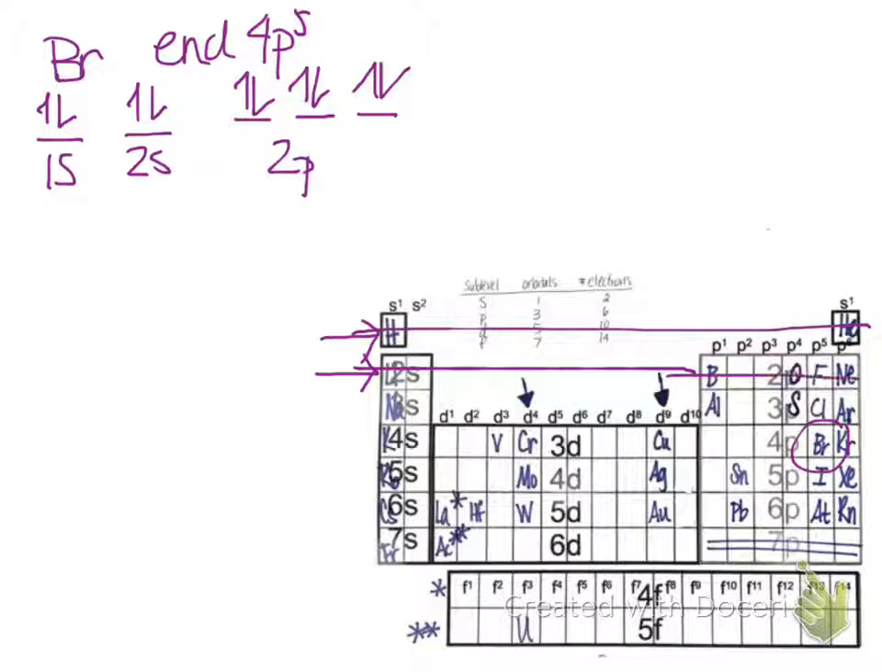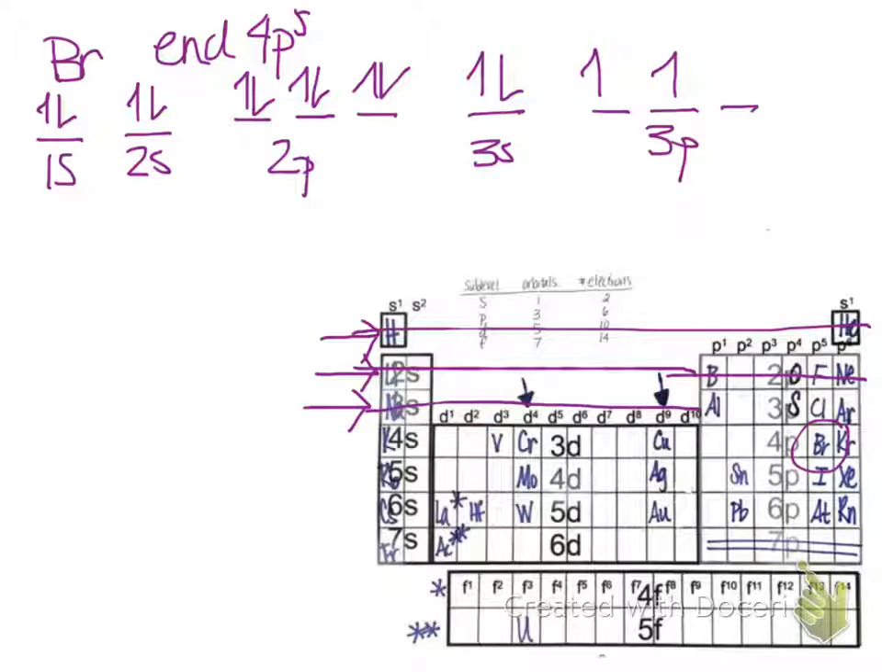Now I finish my 2p and I come to the next line and I go to 3s. So I draw up and I draw down. I keep going and I get to my 3p's. 1, 2, 3. Up, up, up. Down, down, down. I finish out my 3p's and I come to the next line. 4s. And I'm filling there, up and down. Now I go through 4s and now I come to 3d.